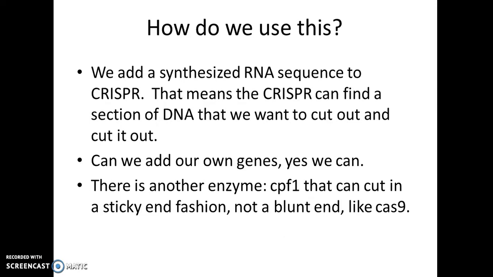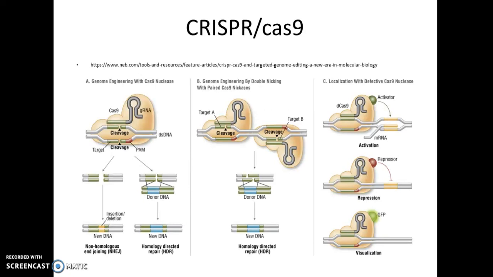We add a synthesized RNA sequence, find the section of DNA that we want, cut it out, and add our own genes. Now there is another enzyme, CPF1, that can cut in a sticky end fashion, so it's not blunt end cuts like Cas9. And here's what CRISPR can do. We can cut out and add. We can repair. Or we can repress or activate the DNA.